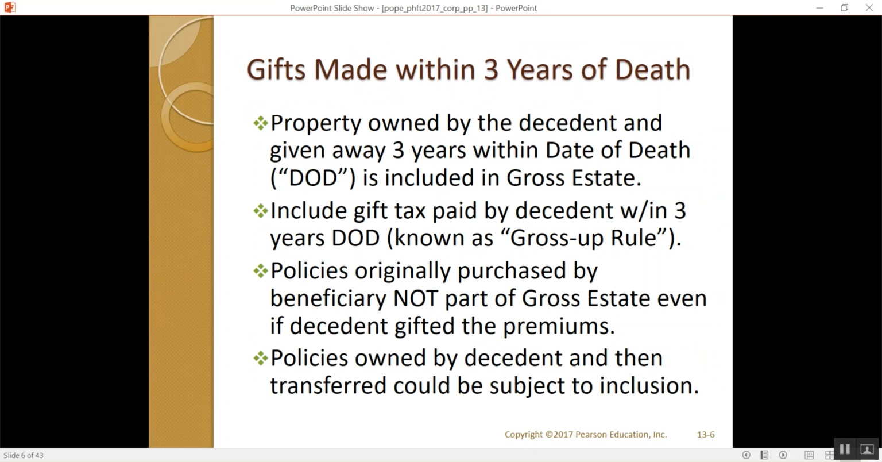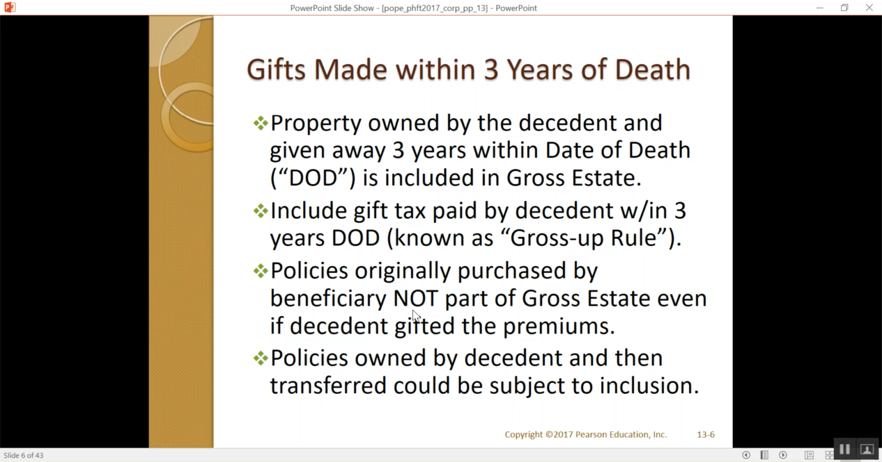So in more detail now, we'll talk about gifts that are made within 3 years of death. If the property is owned by the decedent and he gives it away within 3 years of his date of death, that property is included in the gross estate. And it includes the gift tax paid by the decedent within the 3 years of date of death, and that's known as the gross-up rule. So not only do they include the property owned by the decedent that was given away, but also the gift tax paid on that property that was given away within 3 years of his death.